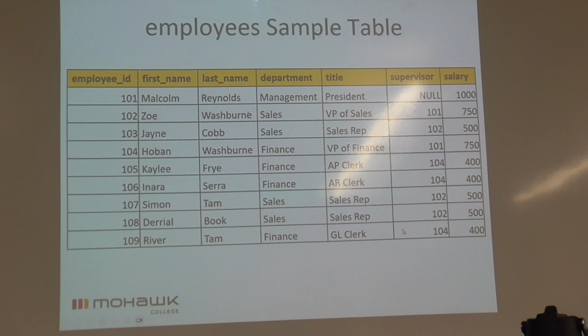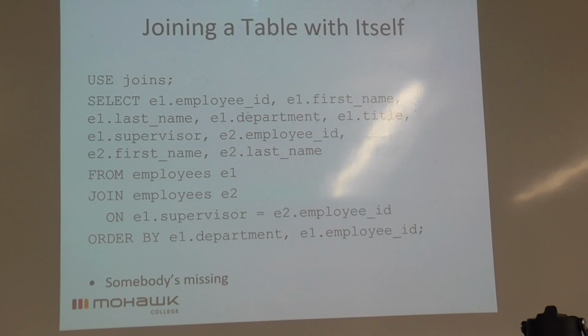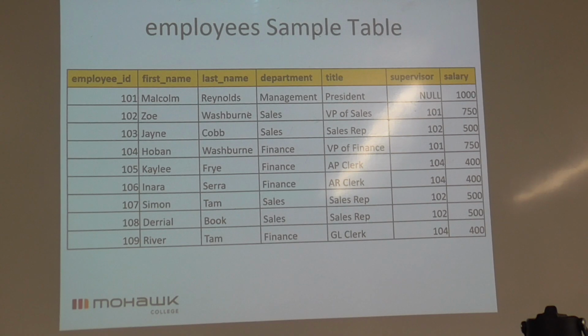So, anyway, the president doesn't have a supervisor because they're the president. So, data. Why am I showing you this data? Guess what? You can join a table to itself. Why might you do this, you ask? Sometimes a table cross-references data from within the same table. Notice the supervisor category. The supervisor category contains employee IDs.